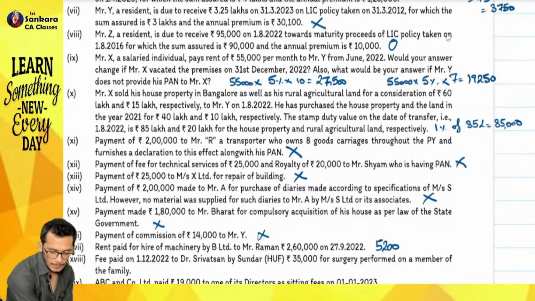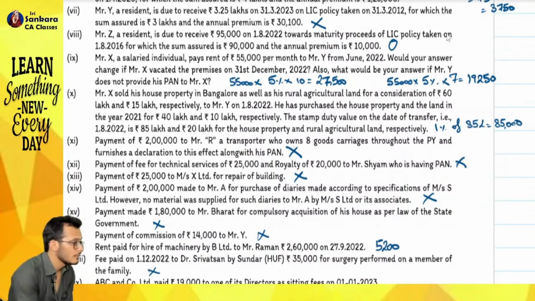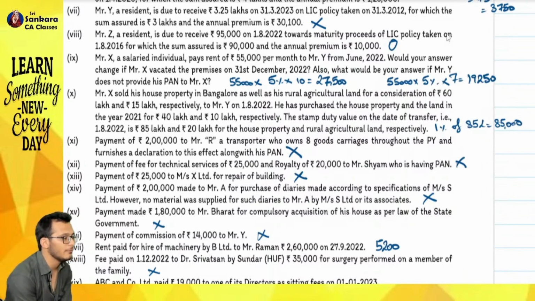Fees paid on 1st December to Dr. Srivatsan by Sundar HUF, 35,000, for surgery performed on members of the family. 194J, not applicable. Personal payment. Surgery done on a member of the family, personal payment. Therefore, TDS will not apply. You will go to 194M. 194M limit is 50 lakhs.